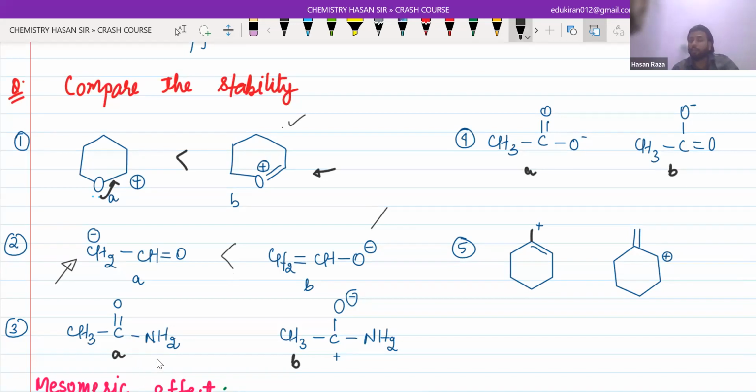Now see, this is neutral, this is charged, so it will be more stable. They are equal. If you are looking at this, they will be equal. Now you can see this is your 1 degree, pi bond same, pi bond same, 1 degree, and this is your 2 degree. So this will be more stable.